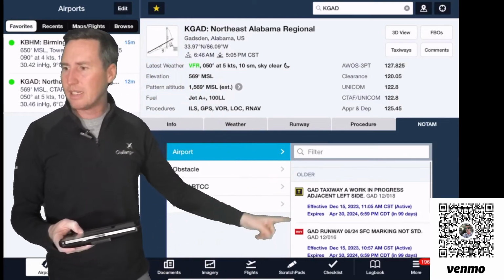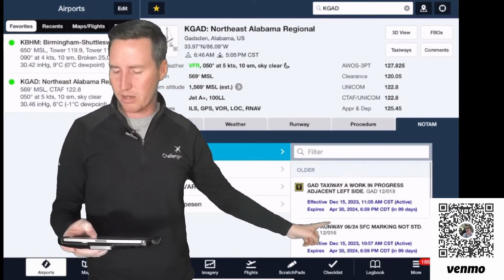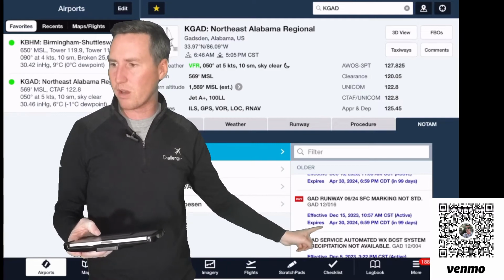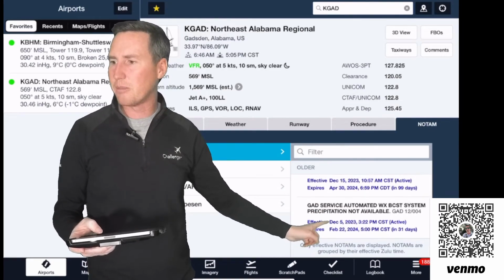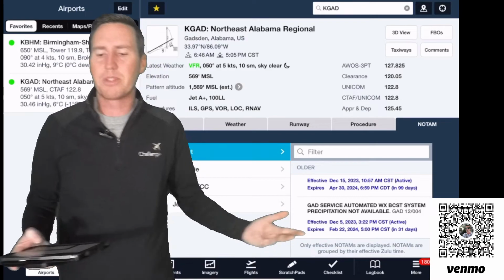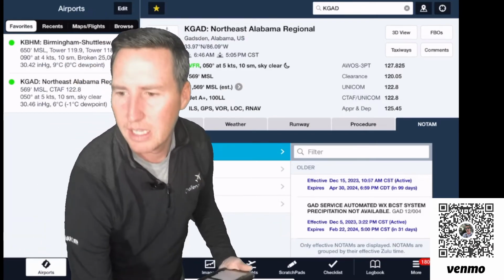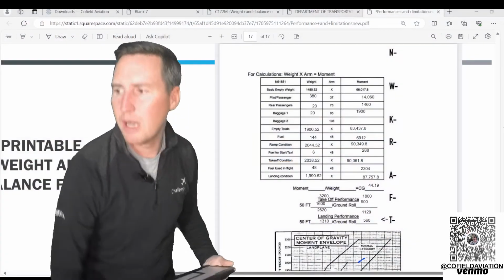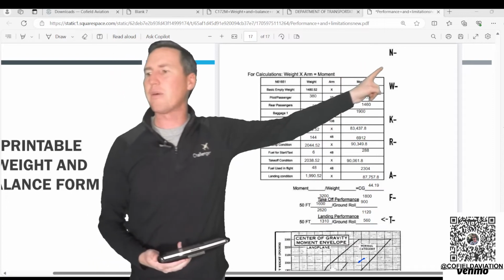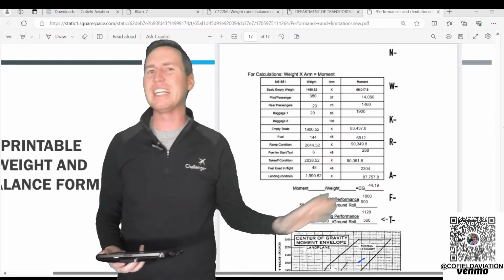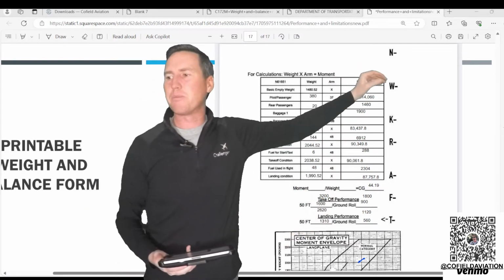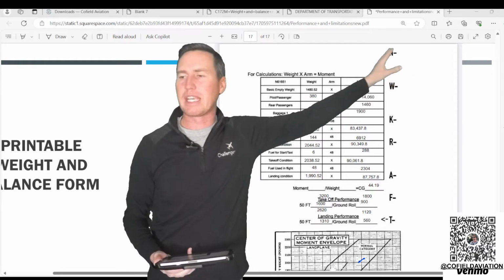So it looks like taxiway alpha work in progress, 6-24 markings are not standard, automated weather precipitation not available. So not a big deal. So that's where then I would go back here, and on the NOTAMs, I would write anything that was important. I wouldn't write any of those ones down. I would just basically be like not applicable. So like NA right there.